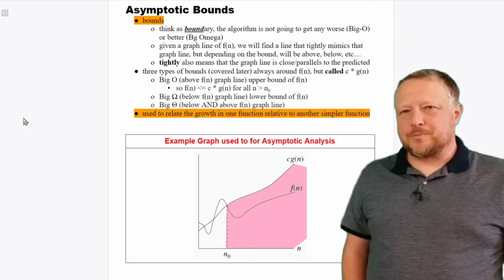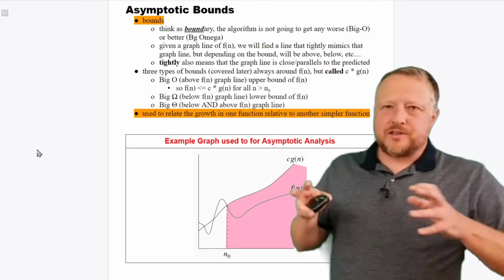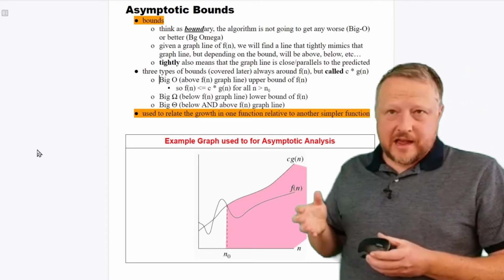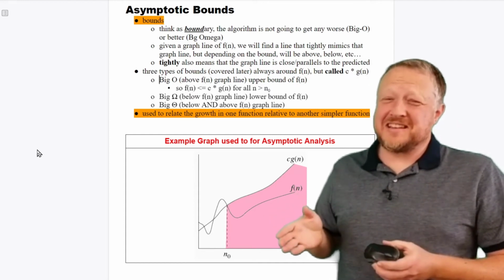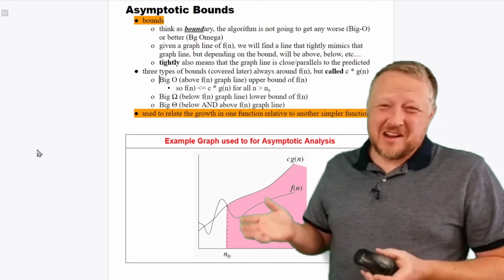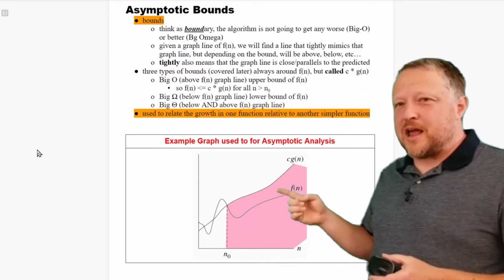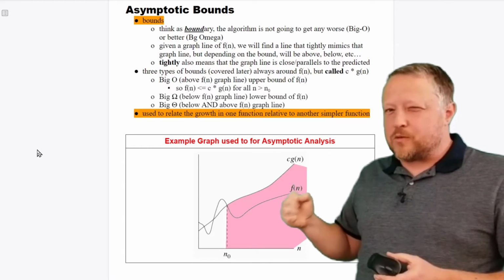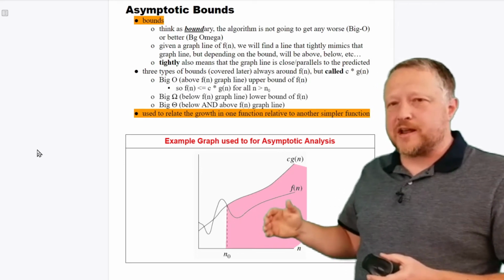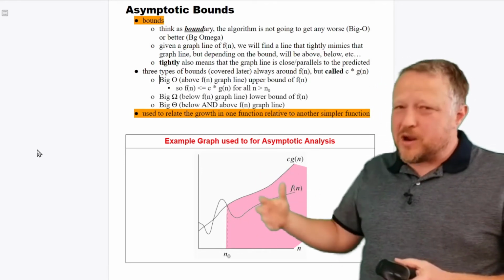So what are asymptotic bounds? When we talk about bounds, we're thinking of a boundary for the algorithm that, frankly, in most cases says, hey, it's not going to get any worse than this. We're engineers, right? So again, we're looking at this line f of n. That's the real-life line that we know is going to follow that path as we add more and more data.